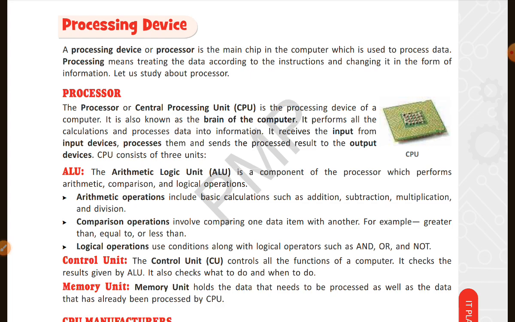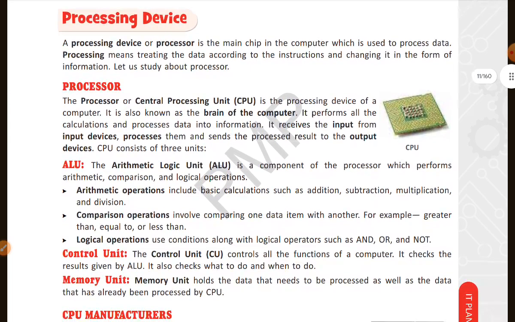Now the next is control unit. These are the three units. Next one, second one is control unit. The control unit or CU controls all the functions of the computer.